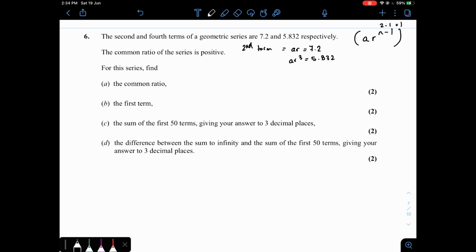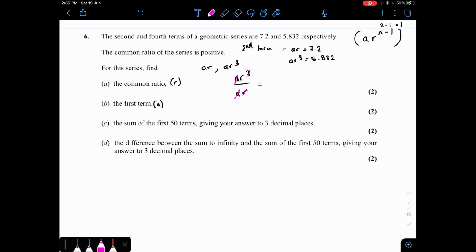We know this. So now what? We need to find the common ratio. Now the common ratio is r, right? So this is our r, and the first term is a. Just so we're clear. So we have ar and we have ar cubed, and we know what they're equal to. So we want to get rid of the a. So what we can do is ar cubed divided by ar to get rid of the a. Let's try that. So the a would disappear and r would become r squared.